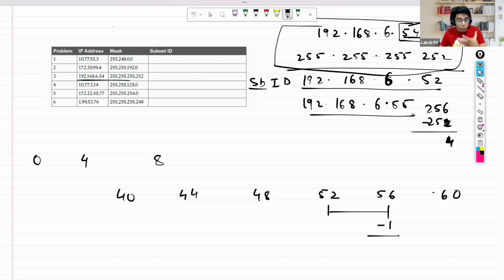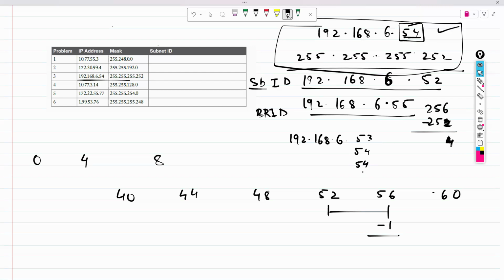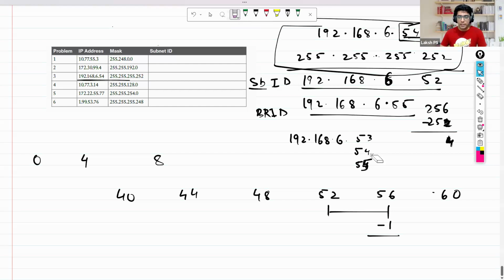192.168.6.55 is not a 255, but it's the broadcast ID for that particular subnet, and hence we cannot use it. So the IP addresses that we can use over here will be 192.168.6.53, 54, and 55. 55 is the broadcast, sorry, 53 and 54. These are the only two.